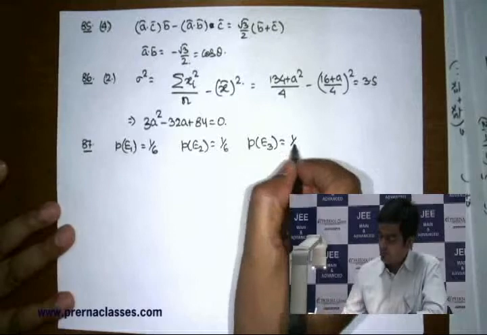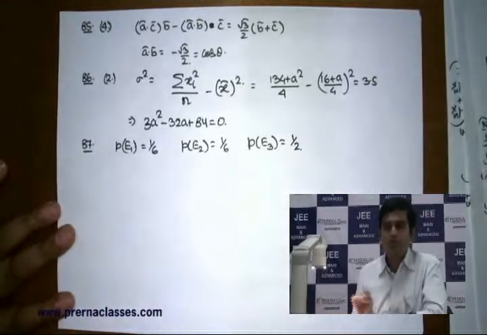And the third event has been defined as the sum of the numbers on both the dice is odd. You can check if you throw two dice, the sum is either going to be even or odd with fairly equal chance. So I can safely say this is going to be odd or that is going to be even. They're going to be 50-50. So the probability of the third event is going to be half.